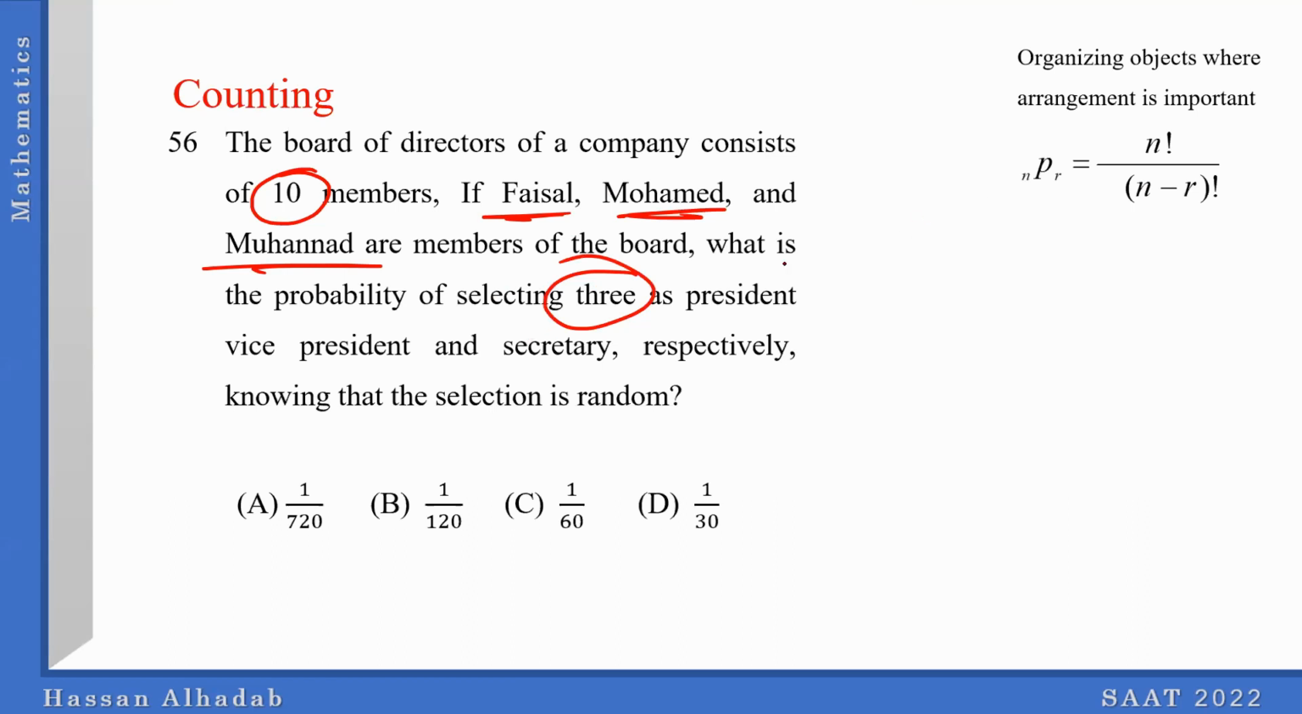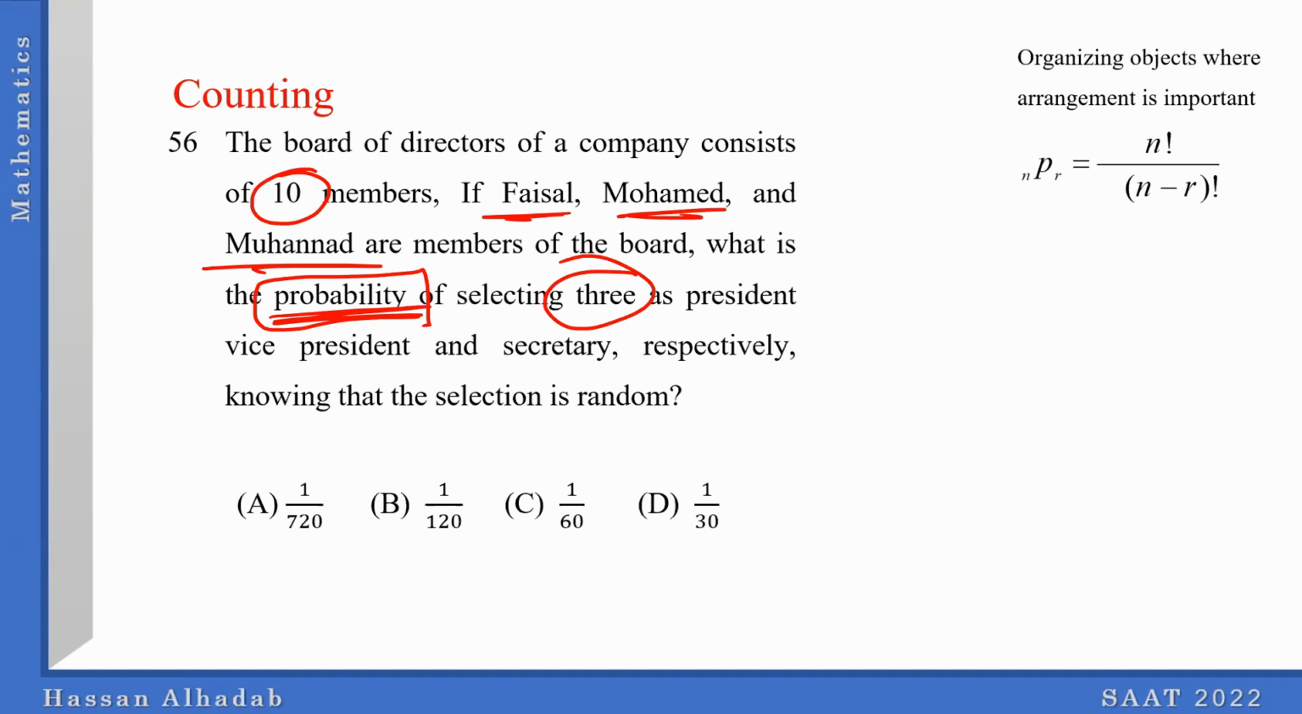Yes, but pay attention. This problem consists of 2 problems. One of them is how many ways I can select. But this is asking about the probability. So if you want to select them as a president, vice president, and secretary, there is only one way to choose Faisal to be president, Muhammad vice president, and Mahmoud secretary. So there is only one way to choose these 3 in this order, isn't it? There is only one way to do that. Do you agree with me?